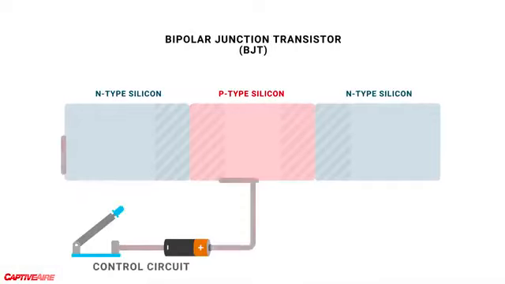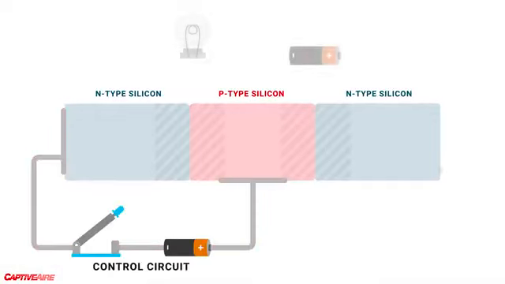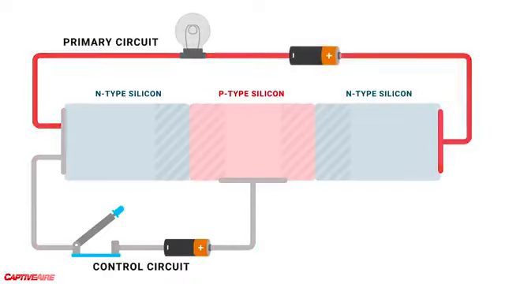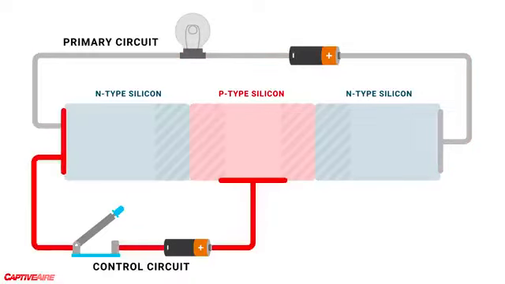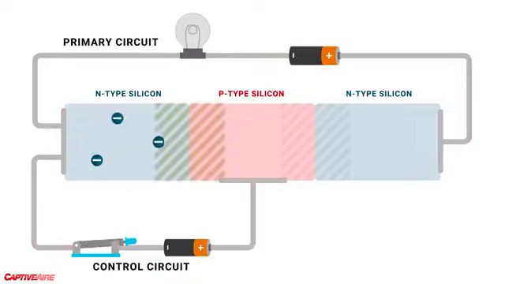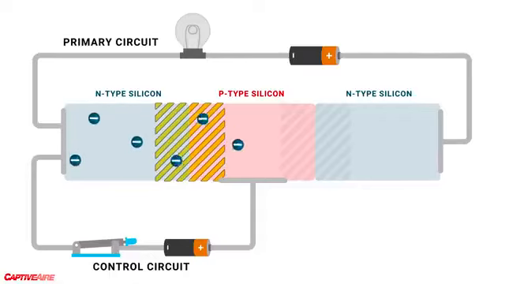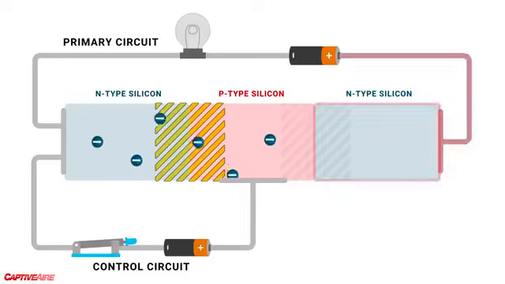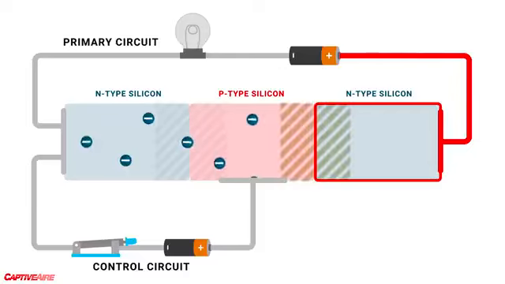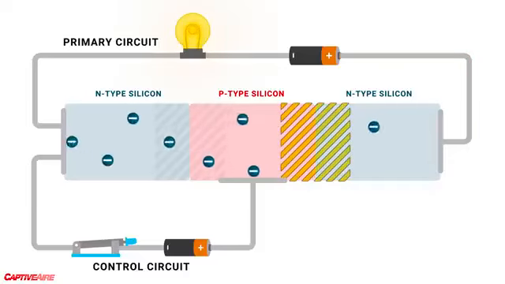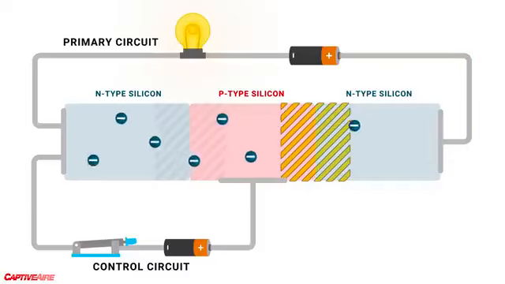So this is our control circuit. And this is the primary circuit that will be controlled. When the control circuit is on, electrons are already flowing across this junction, right? So when there's a voltage across the primary circuit, some of these electrons that have already crossed this junction are close enough to this positively charged region to jump this other junction and establish a flow through the transistor.